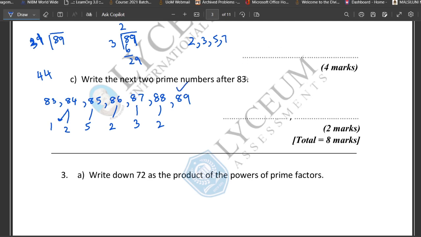Prime number after 83. So we have to find one after that also. So 90 is not because it got 9, 10. 91. Let's check 91. We have to check till 45.